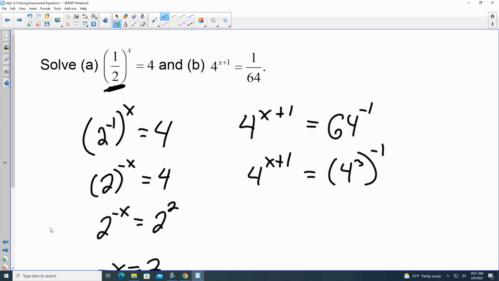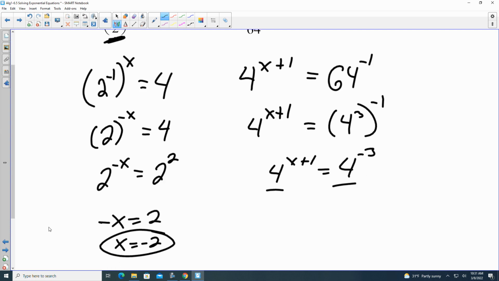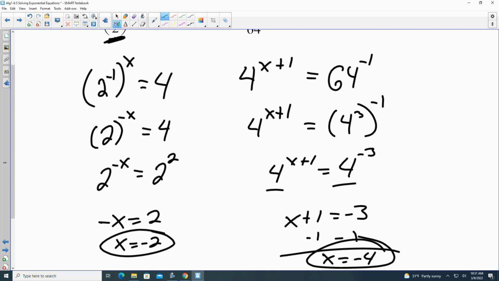Now, power to power rule, this is 4 to the x plus 1 is equal to 4 to the negative 3. Now I have the same base of 4. Now I can say this is x plus 1 is equal to negative 3. Subtracting 1 from both sides, x is going to be equal to negative 4.